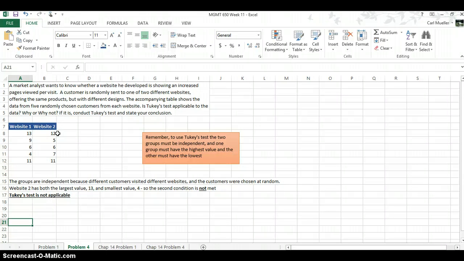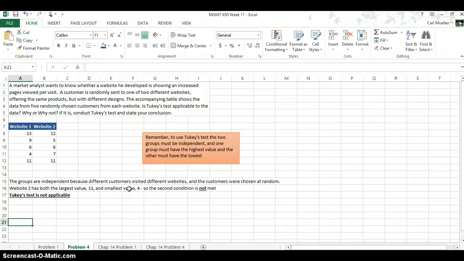Why or why not? Tukey-Kramer is similar in that you're comparing two groups, but there's a key, as noted in this text box. Remember, to use Tukey's test, the two groups must be independent, and one group must have the highest value and the other must have the lowest. So the groups are independent because different customers visited different websites and the customers were chosen at random. So, in the sense that they're not related at all. That's really, in essence, the independence of it.